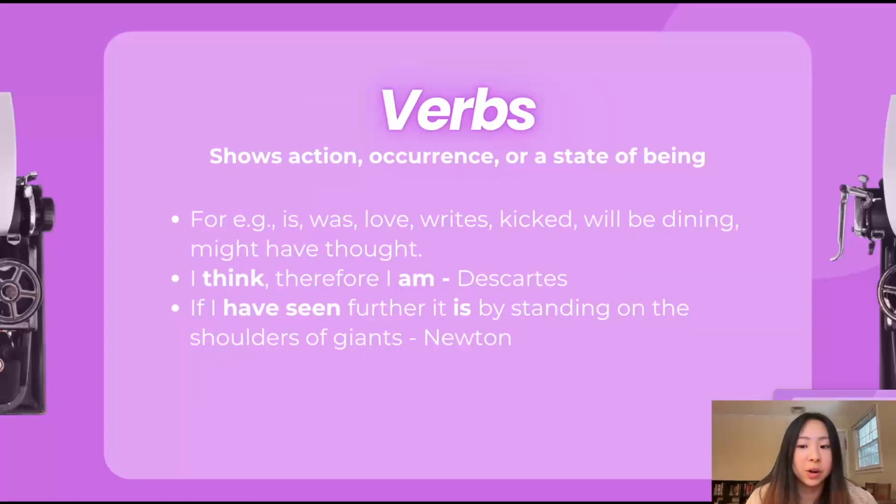Third part of speech is verbs. Verbs show action, occurrence, or a state of being. Some examples of verbs are is, was, love, writes, kicked, will be dining, and might have thought. One of the most famous sentences in philosophy is "I think, therefore I am." And in that sentence, think and am are verbs. Another sentence is "If I've seen further, it is by standing on the shoulders of giants." In that sentence, have seen and is are the verbs. Without verbs, sentences really have no movement. So they're a very important part of speech.